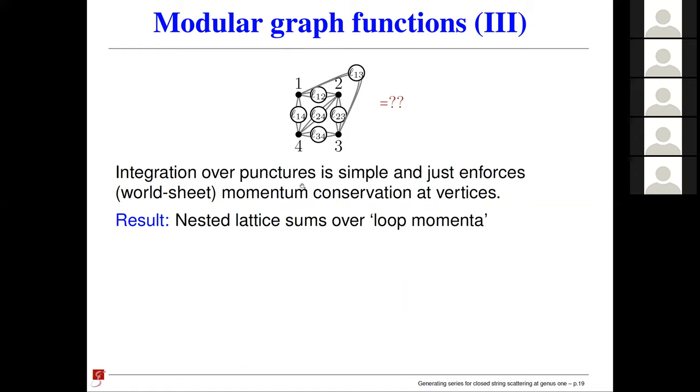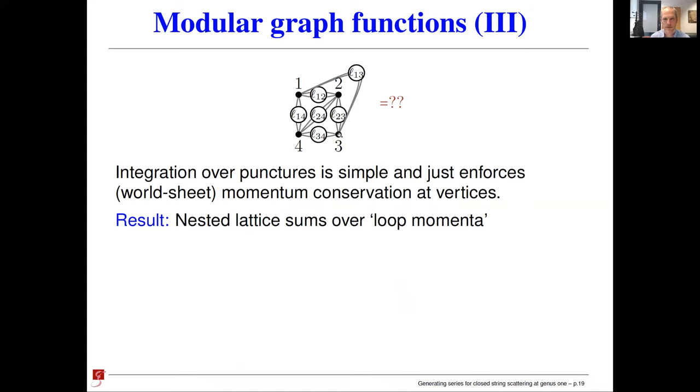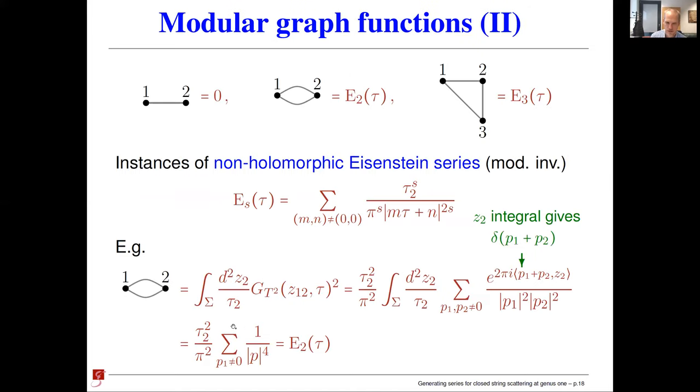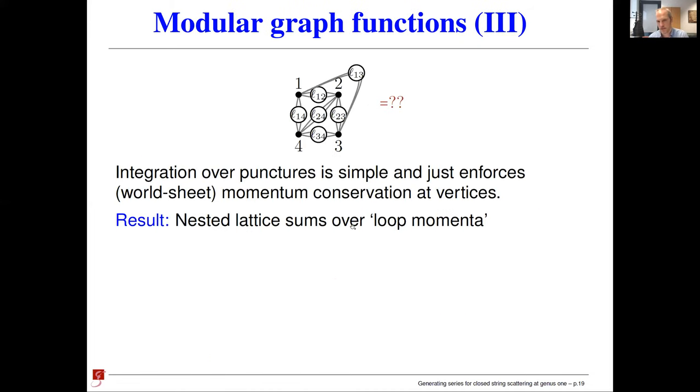And again, it's not so hard to perform the integration over the puncture, because this is nothing but momentum conservation at each vertex. But what you're left with is, unlike here, where you just have a sum over a single momentum raised to some power, you will get some nested lattice sum over the loop momenta.